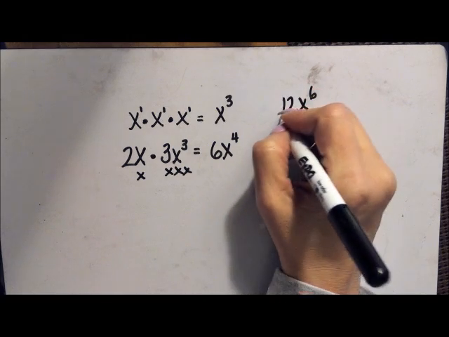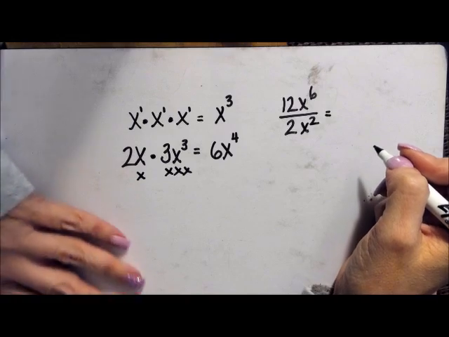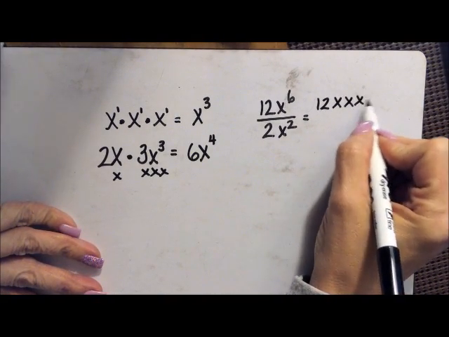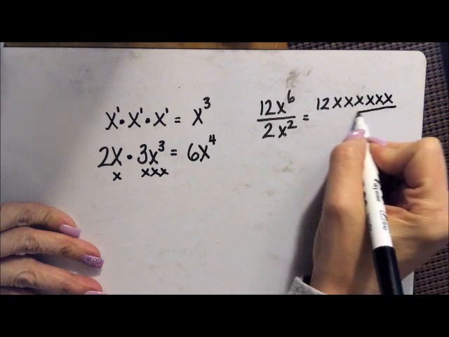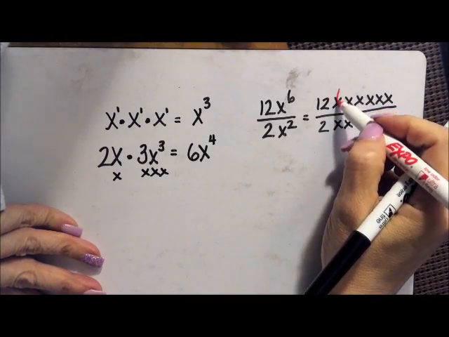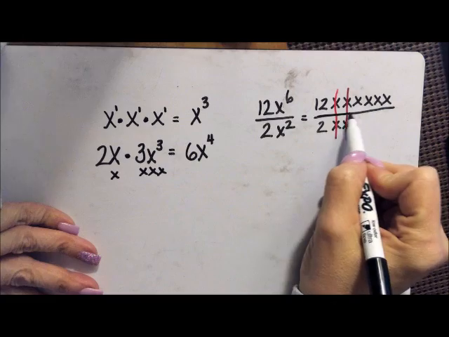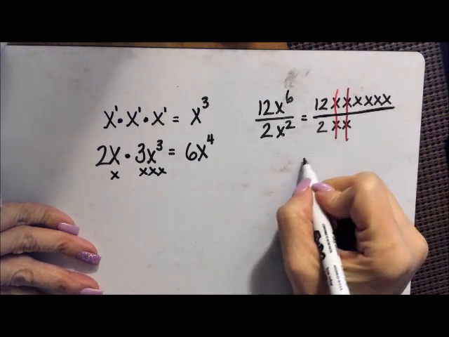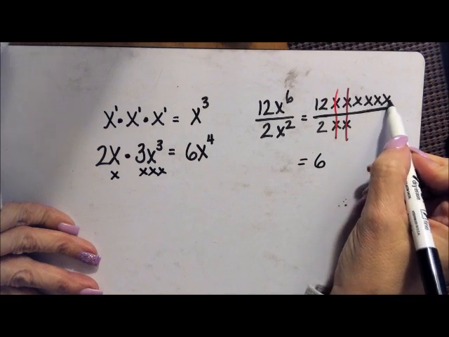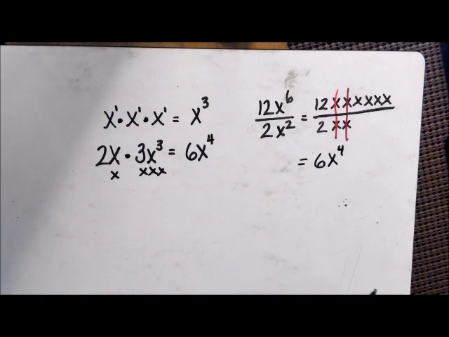Let's say 12x to the 6th divided by 2x squared. Before you do anything, just expand it out. That is 12 and 6 x's: 1, 2, 3, 4, 5, 6 x's. And on the bottom, it's a 2 with 2 x's. Everywhere they line up, they cross out. 12 divided by 2, don't even think about your exponents yet. Do your division first. 12 divided by 2 is 6. 1, 2, 3, 4 x's left, and they're on the top. So I'm going to put 4 x's on the top.